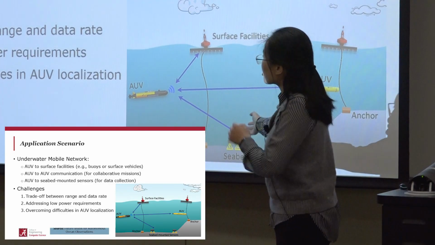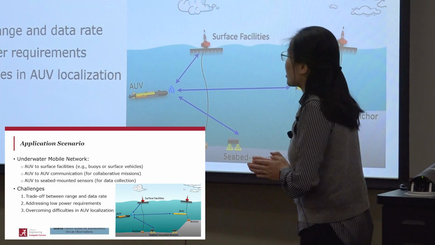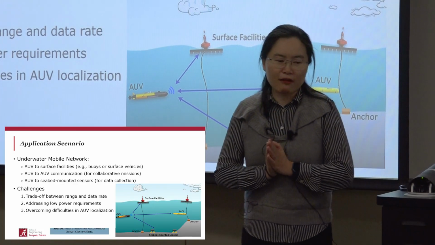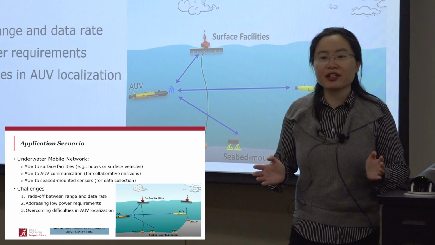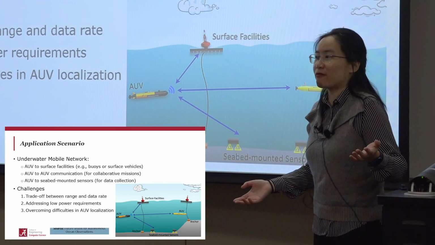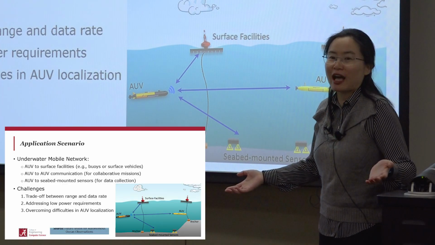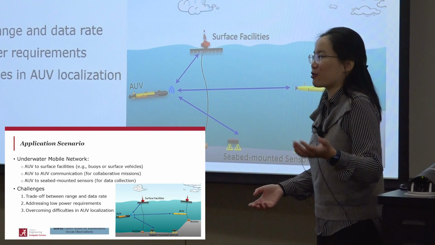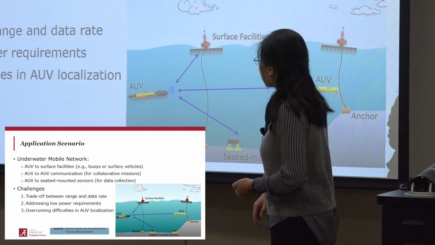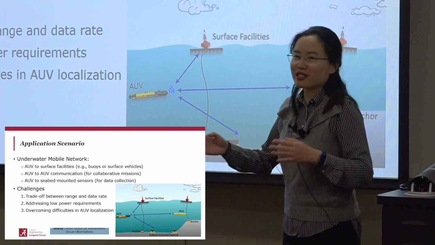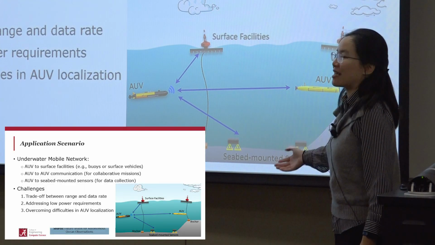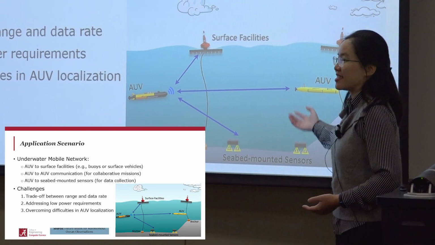The third challenge comes from the difficulty in AUV localization, because everyone knows our ocean is a GPS-denied environment. On land, we can use GPS for precise localization in real time. That is very important, especially in autonomous driving. But in the underwater environment, our AUVs also need to drive autonomously, and we don't have an existing localization infrastructure and solution yet.